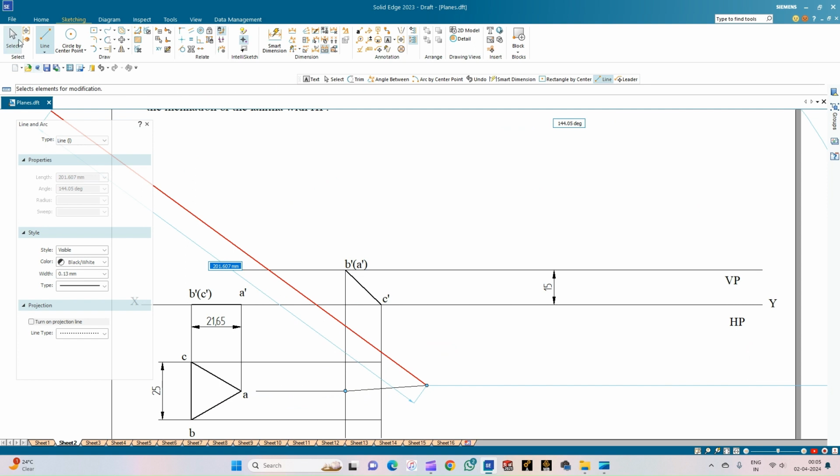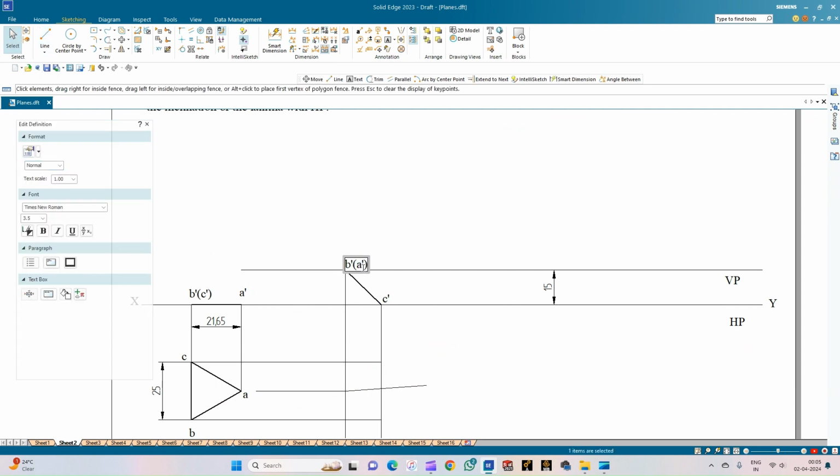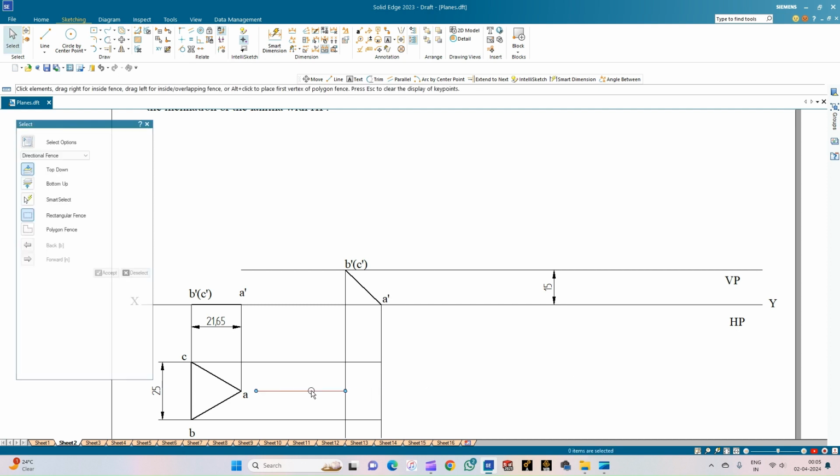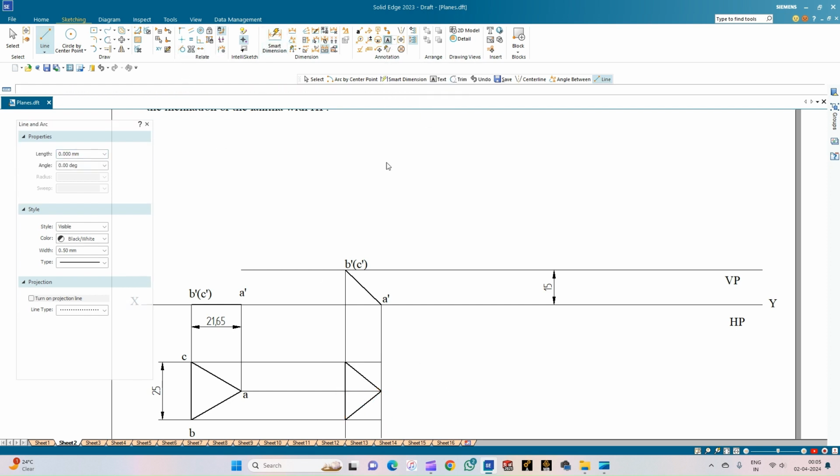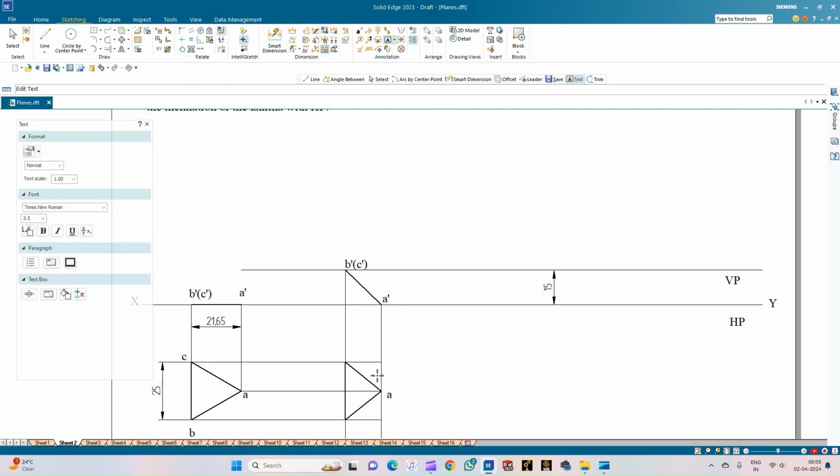Okay, so there's a small correction. So this is B dash and C dash, and this is corner A dash. So now we will complete the top view of the triangle in its second position. So the point of intersections has to be considered, and then we will annotate this as A, C, and B.